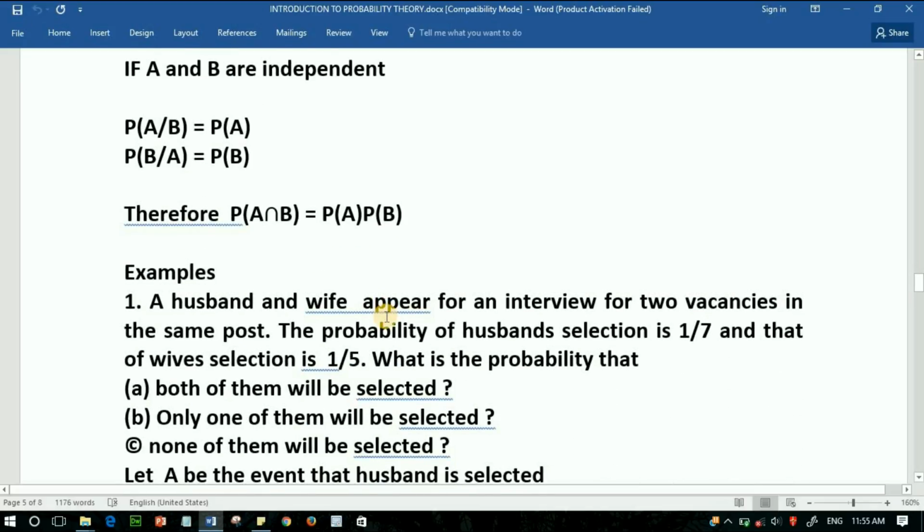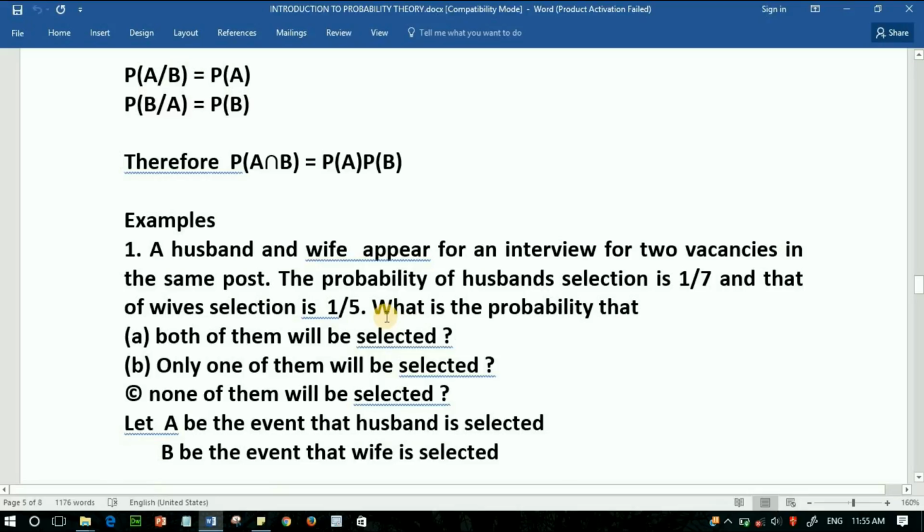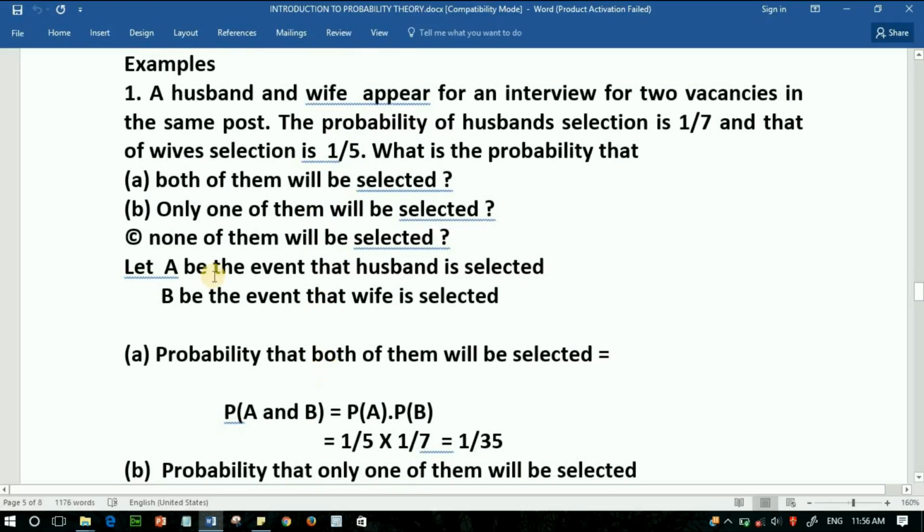Example: a husband and wife appear for an interview for 2 vacancies in the same post. The probability of husband's selection is 1 by 7 and that of wife's selection is 1 by 5. What is the probability that, question number 1, both of them will be selected, only one of them will be selected, and none of them will be selected? In this case, we take one as A and the other as B. Here, let A be the event that the husband is selected and B be the event that the wife is selected. Then P(A) is equal to 1 by 7, and P(B) is equal to 1 by 5.